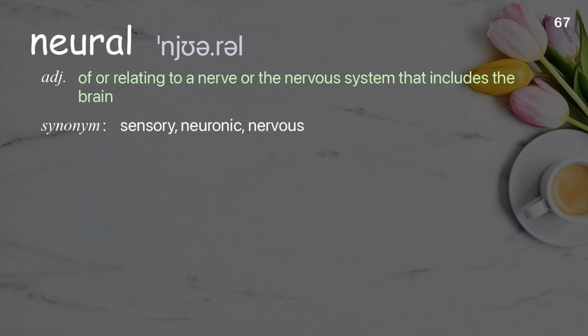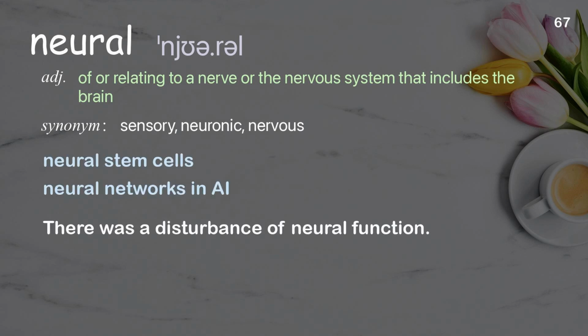Neural. Of or relating to a nerve or the nervous system that includes the brain. Examples: Neural stem cells. Neural networks in AI. There was a disturbance of neural function.